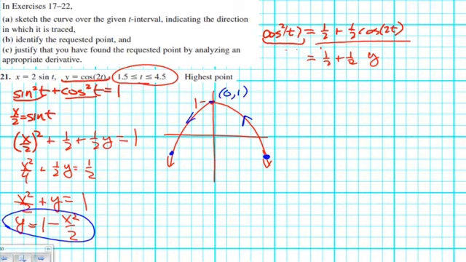Yes. Now, can we do part C? Can we justify that the highest point is at 0, 1 by analyzing the appropriate derivative? I'm sure we could. Yes, we can. As Bob the Builder would say, yes, we can.